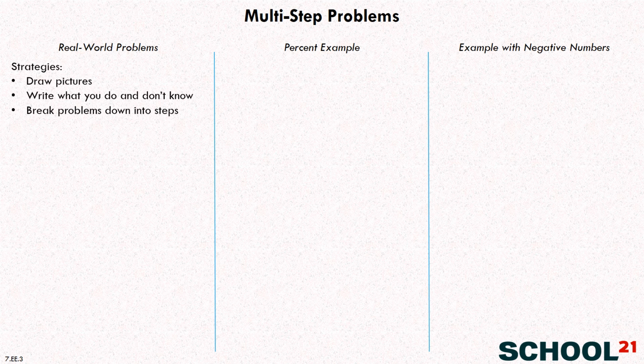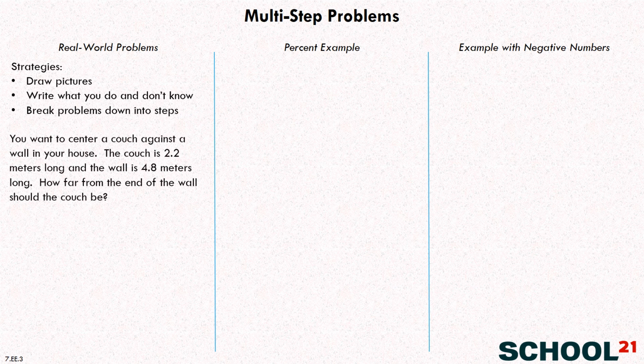Okay, and there's always some strategies that you can use. I've listed a few here. So one is when you get these word problems, draw some pictures to make sense of it, okay? And then write in what you do know into the picture and what you don't know. And then finally, you always want to take a complicated problem and break it down into its steps, and then it'll make sense to you. So let's take a look at an example.